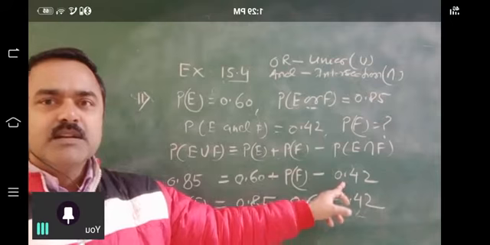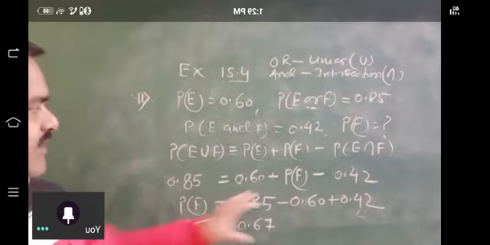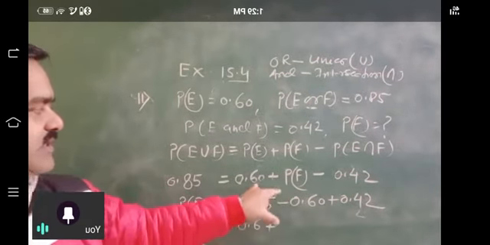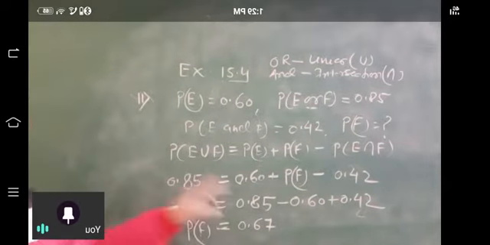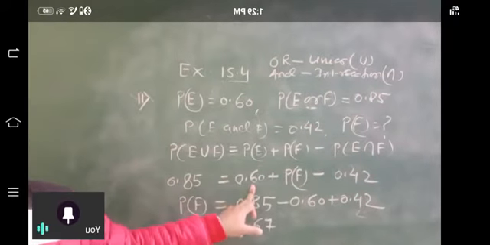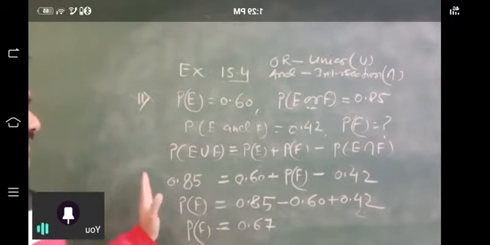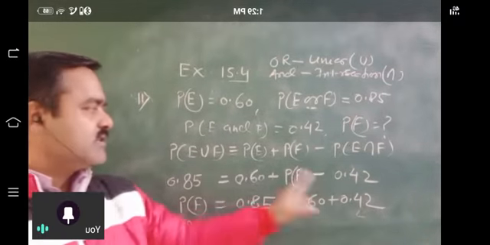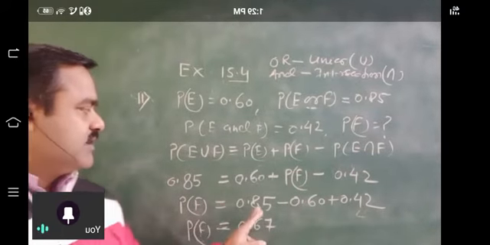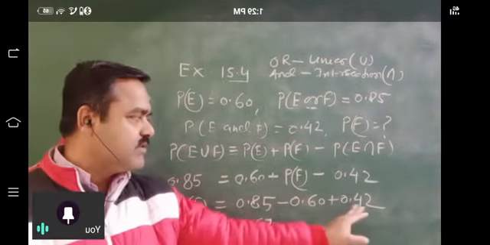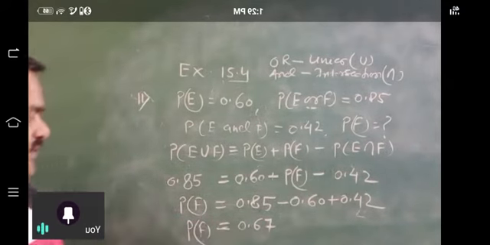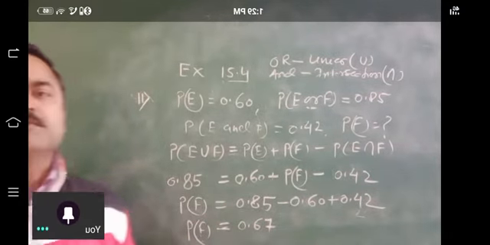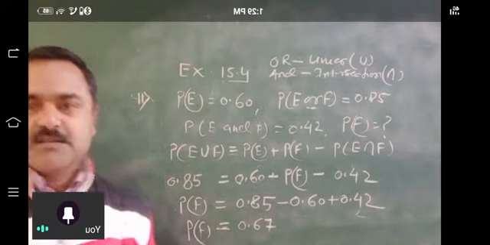If you put it here, then by transposing these two terms to the left side, when you transpose 0.60 to the other side it will become minus, and the minus here will become plus. So plus 0.85 and 0.42 and then subtract 0.60, the answer is 0.67. This is the right answer.